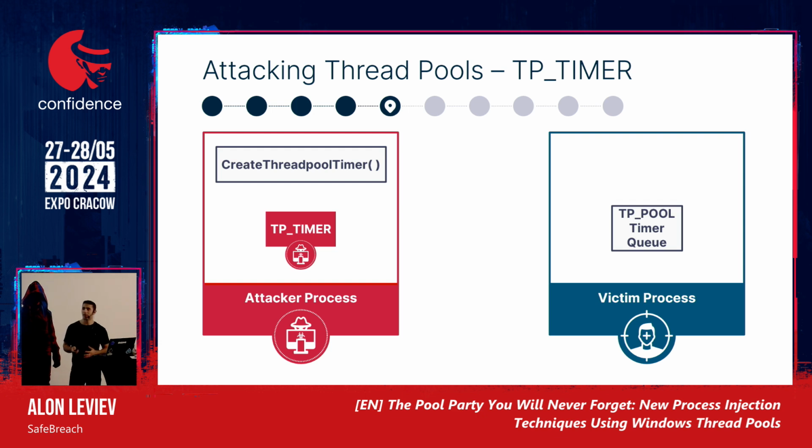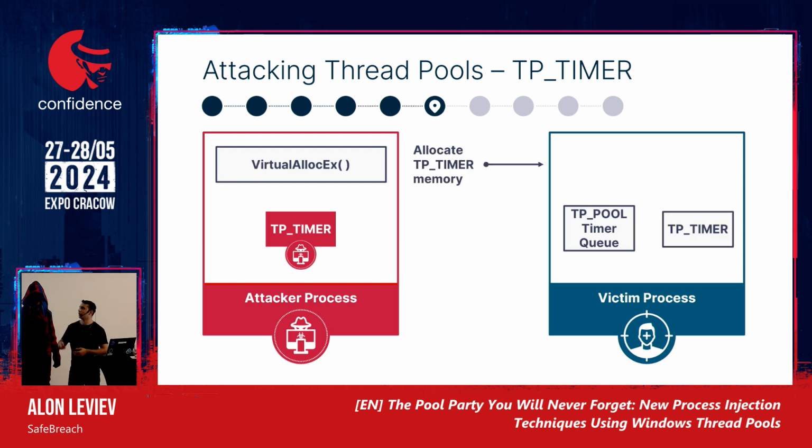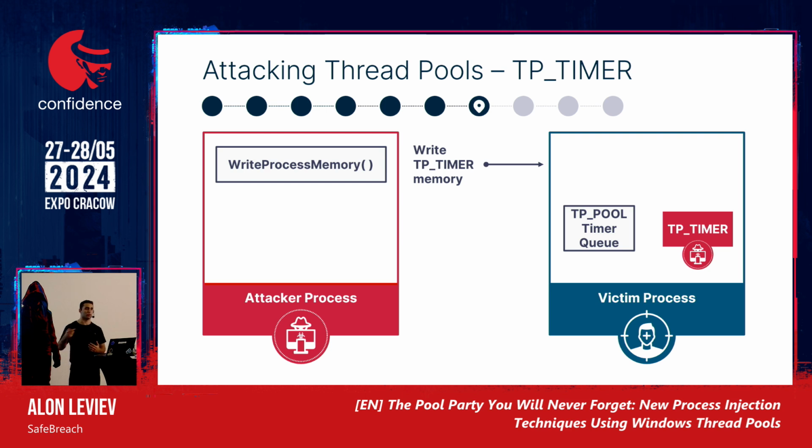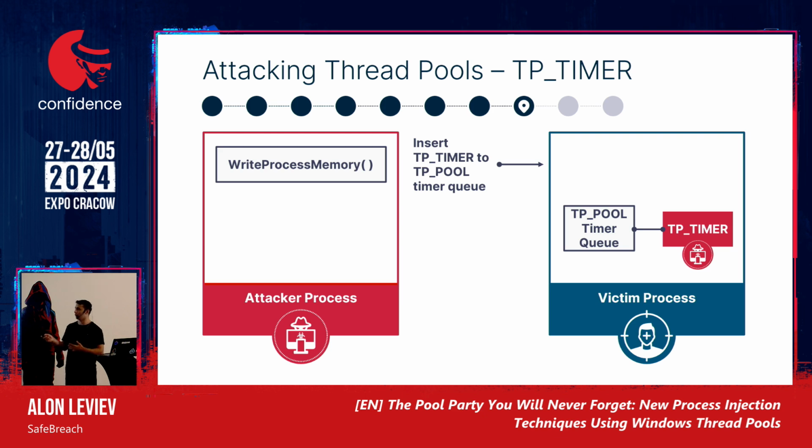We then proceed by creating the malicious work item. We then allocate memory for it in the target process, and then we write the malicious work item to the target process. And here again, you can notice that the timer and the queue are not connected. So next, we use any writing primitive to insert the work item to the queue, residing in the main thread pool structure. Now that they are connected, all that is left to do is to trigger the dequeuing function.